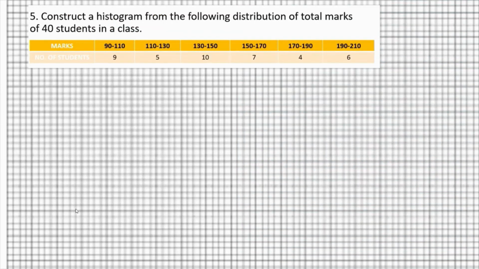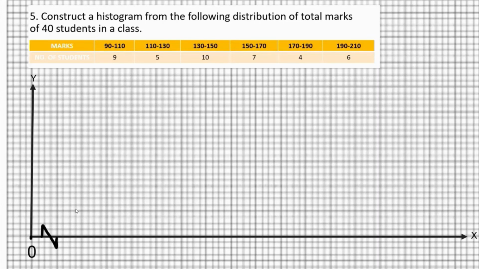Next problem. Construct a histogram for the following distribution of the total marks of 40 students in a class. Marks 90 to 110, 110 to 130, 130 to 150, 150 to 170, 170 to 190, 190 to 210. Now number of students 9, 5, 10, 7, 4. Now as usual we will take graph, y-axis, x-axis, origin.